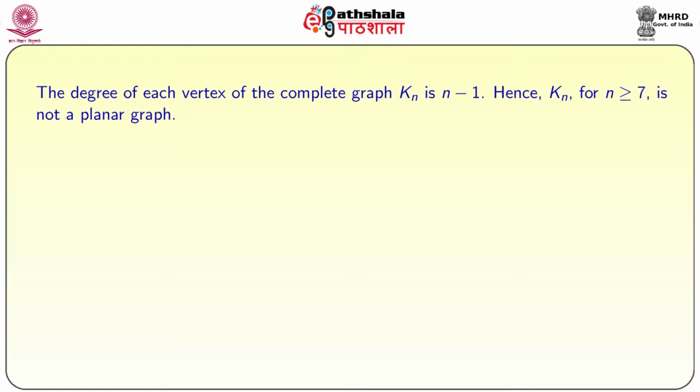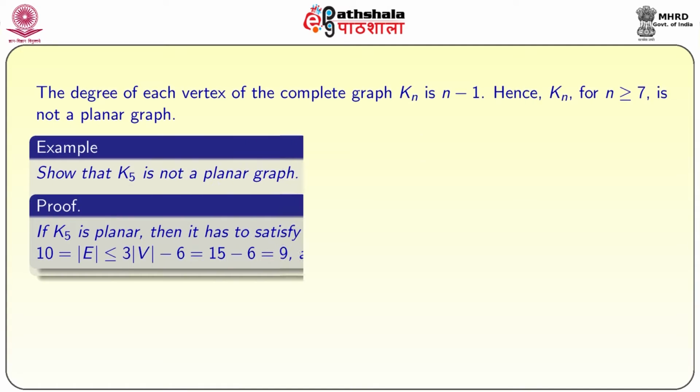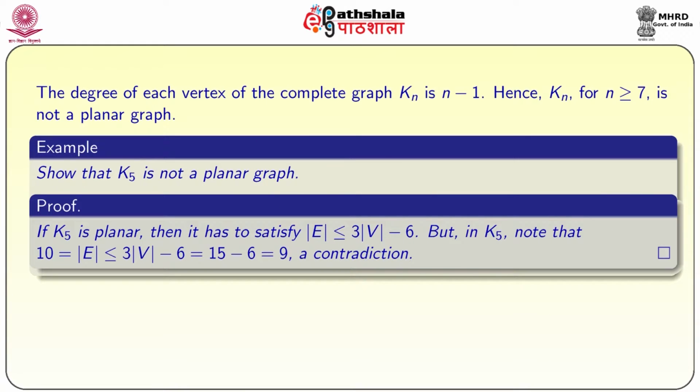The degree of a vertex of a complete graph Kn is n minus 1. Hence, Kn for n greater than or equal to 7 is not a planar graph. Now we will show that K5 is not a planar graph. Earlier we assumed it is not planar, but now we will show that it is a direct consequence of corollary 1.